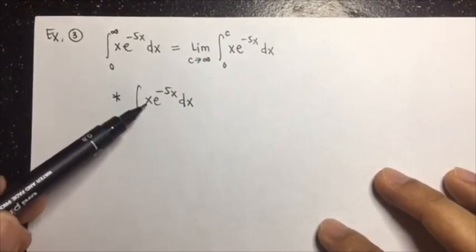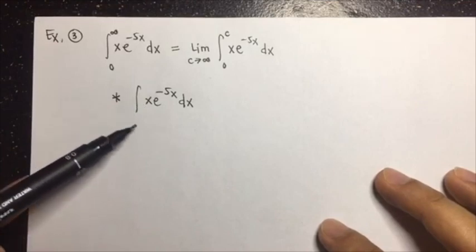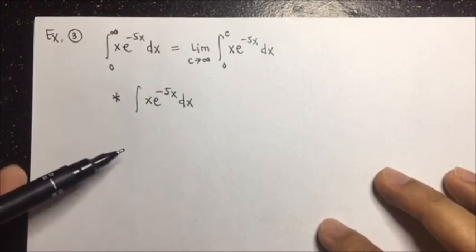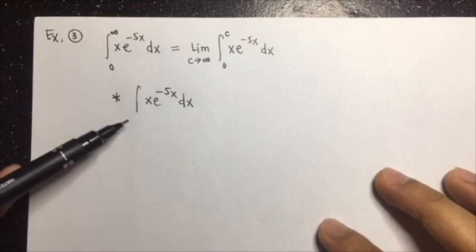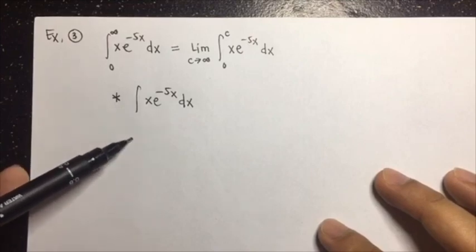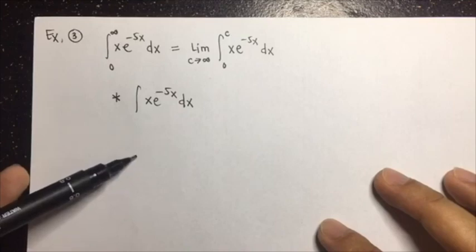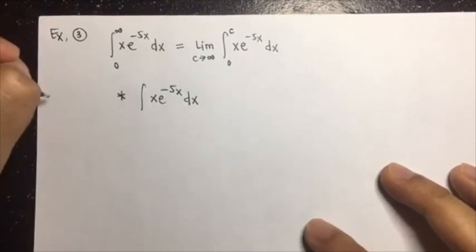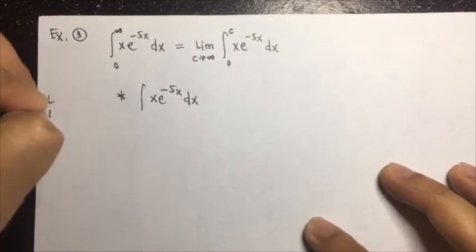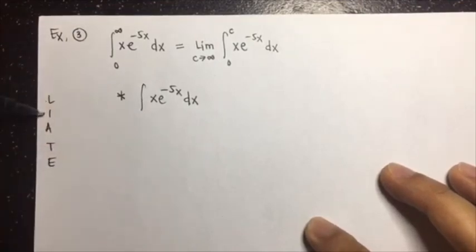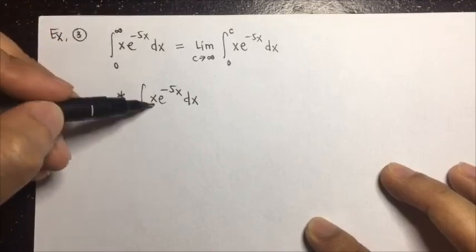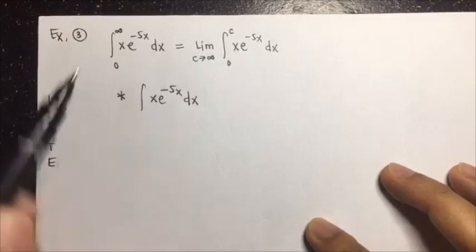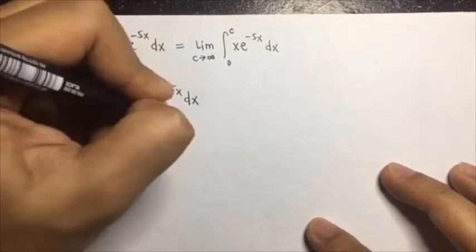First, the priority in selecting u for substitution: logarithmic, inverse trigonometric, algebraic, trigonometric, and then exponential. Is that the right order? So, LIATE. Therefore our u here will be the algebraic part, x. So u is equal to x.